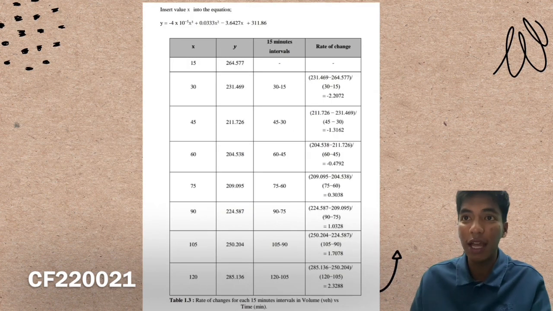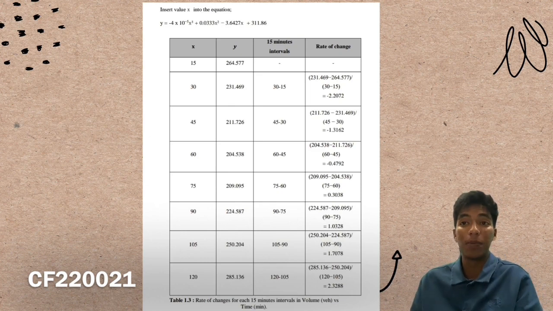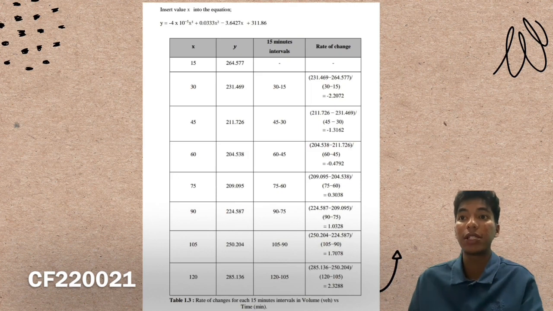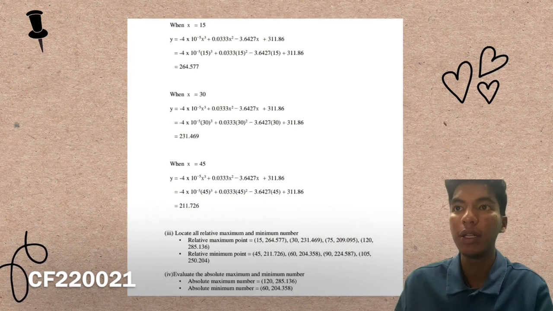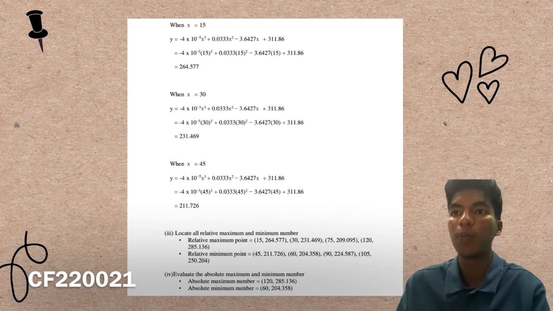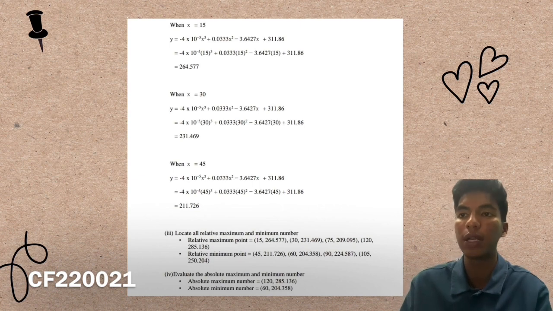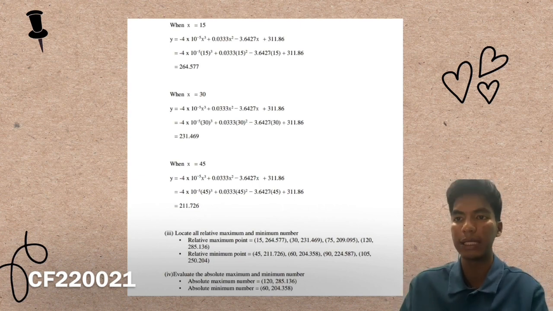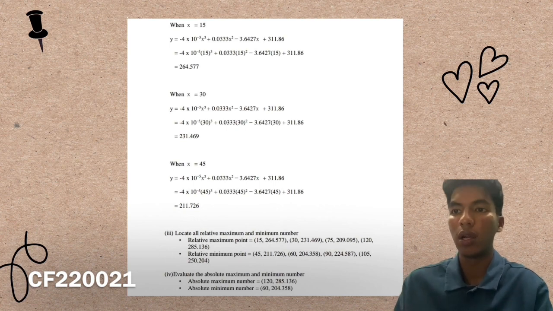As you can see in the slide, we have our graph table. We have the x-axis, y-axis, 15 minute interval and rate of change, followed by the formula. For the first one we put 15 and we get 264.577. The other one is 30, we get 231.469, and for the last one, the x-axis is 211.726. And then we look at all the relative maximum and minimum numbers.